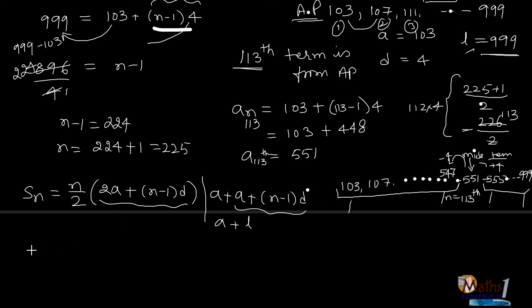Let me just try it with the first thing itself. n by 2 is here. n is the sum of how many terms? So we took here, this is the 113th term. So before this we have 112 terms.